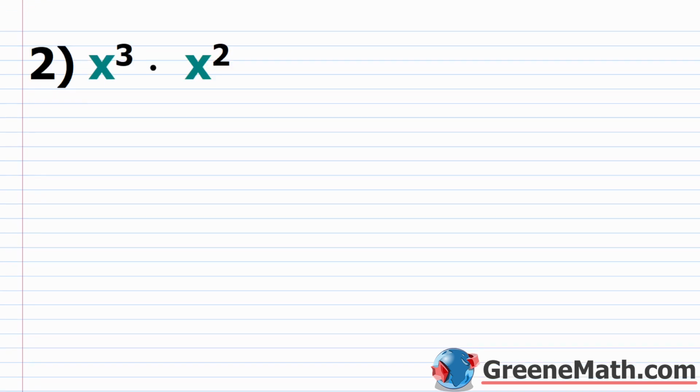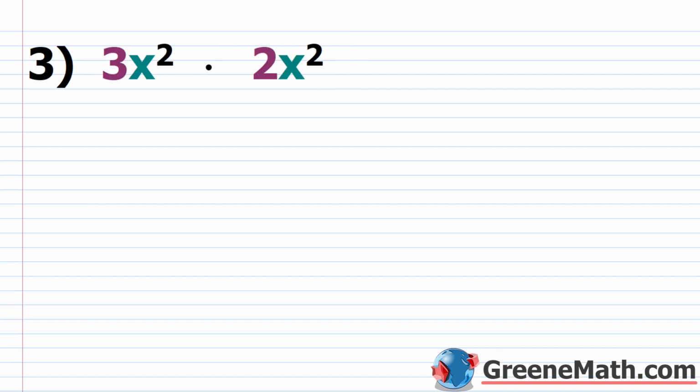Okay, for problem number 2, we're going to use the same rule. So we have x cubed times x squared. So again, same base, so x stays the same. Add the exponents, 3 plus 2 is 5. So this is x to the 5th power. Okay, let's look at problem number 3.